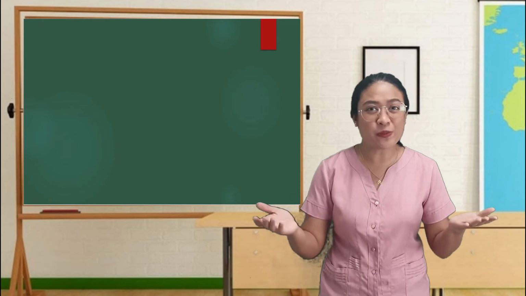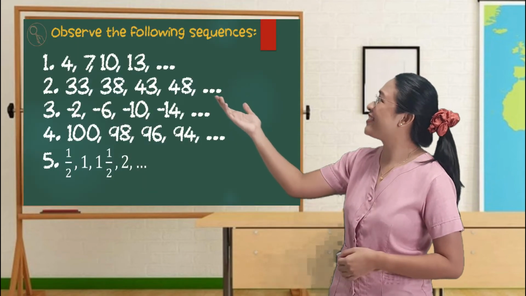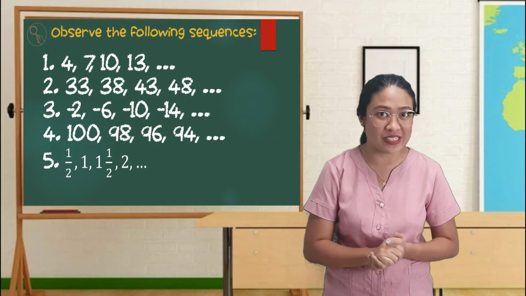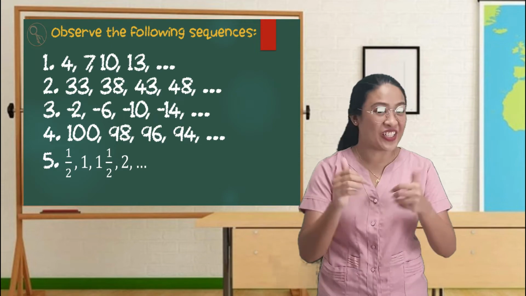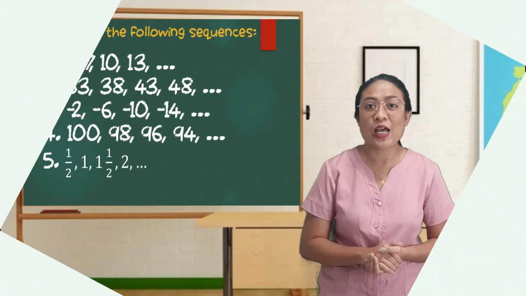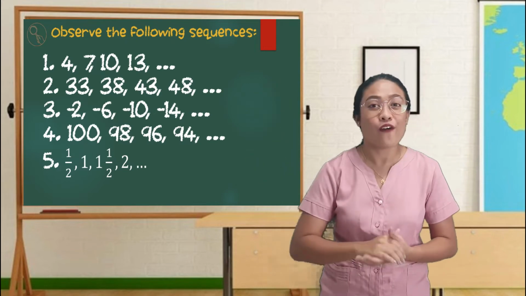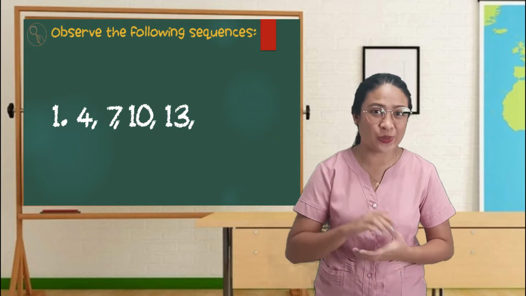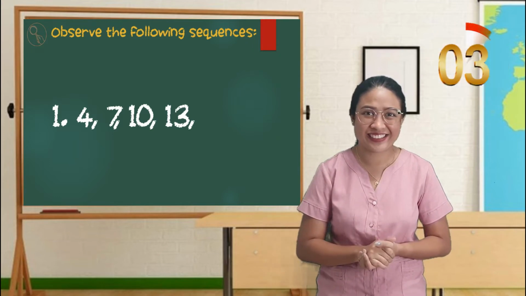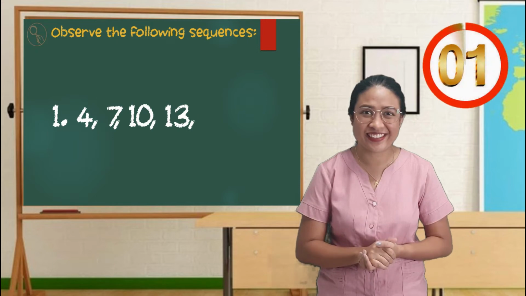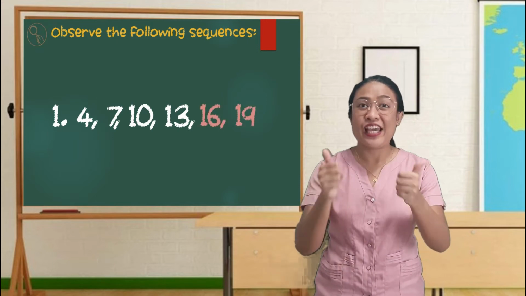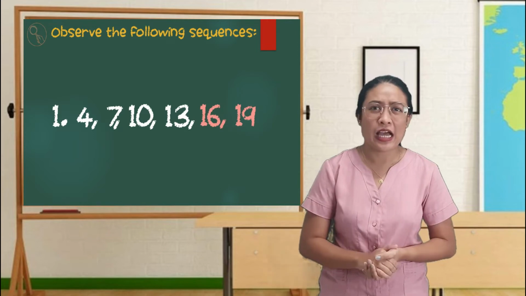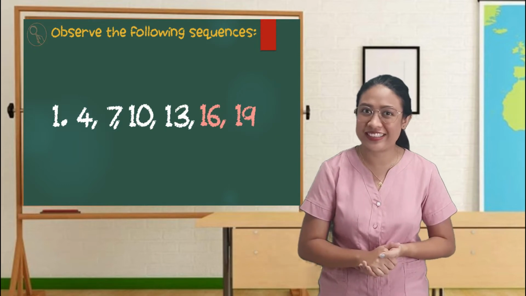Now, try to observe the following sequences. Can you give the next two terms of the above sequences? Great! Look at the first sequence: 4, 7, 10, 13. What could be the next two terms? Very good! If you get 16 and 19 in item number 1, then you are correct. But how did you get those terms?